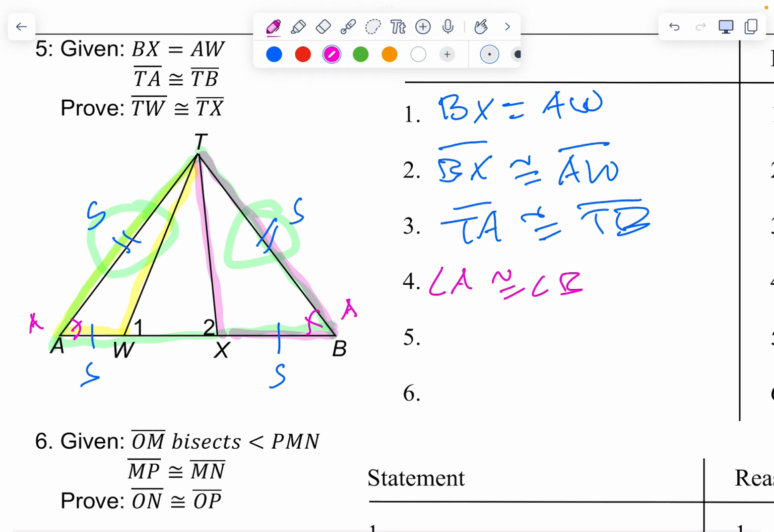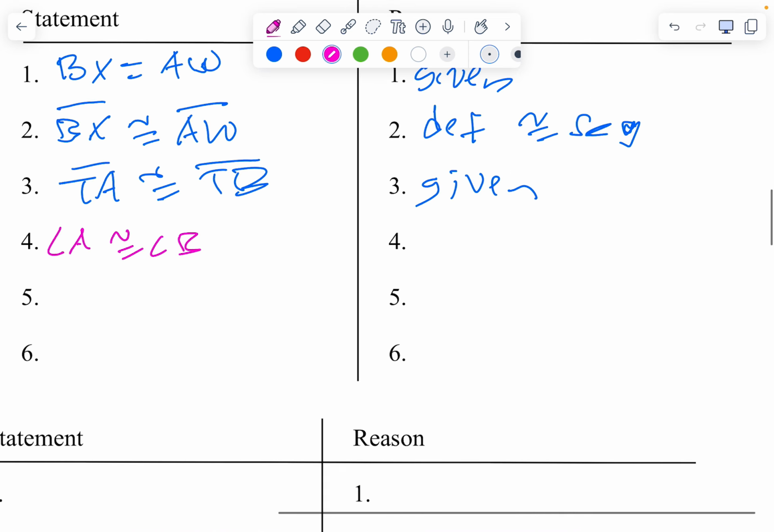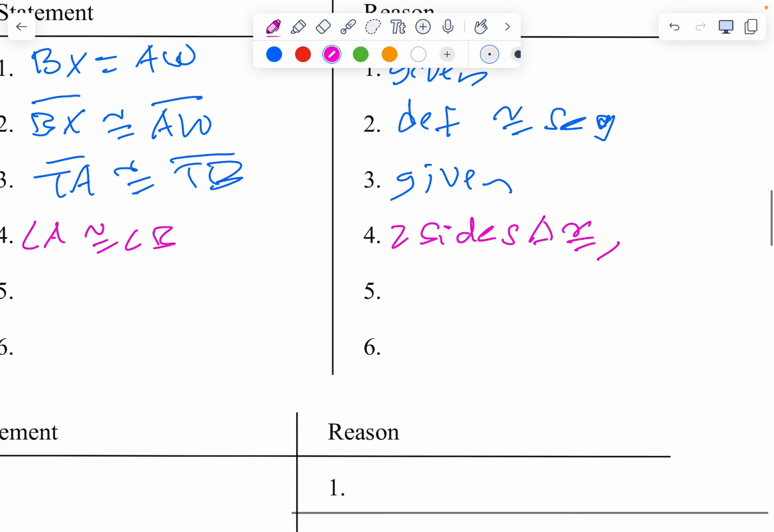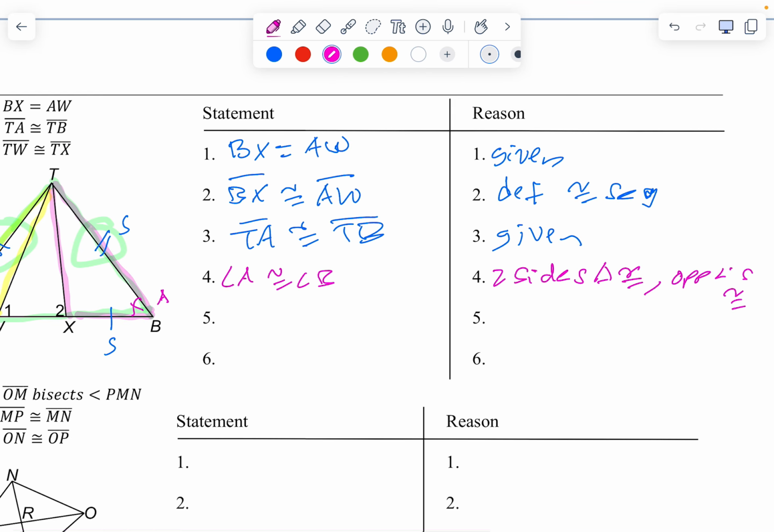So let's see what was given first. In the big triangle, was the angle given first or the two sides given first? Sides. So here's your reasoning: if two sides in a triangle are congruent, then opposite angles are congruent as well. But you have to emphasize in a triangle, because we can't apply that rule for a rectangle and so on. So now let's highlight this consecutively. Is this side angle side again? Do we all see that side angle side?